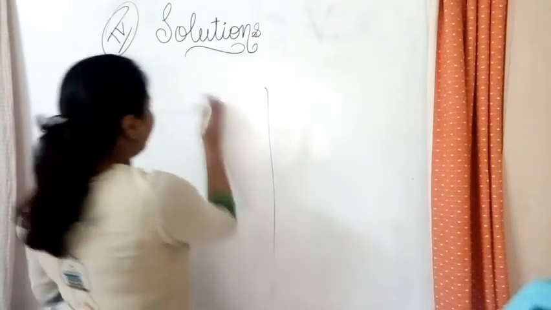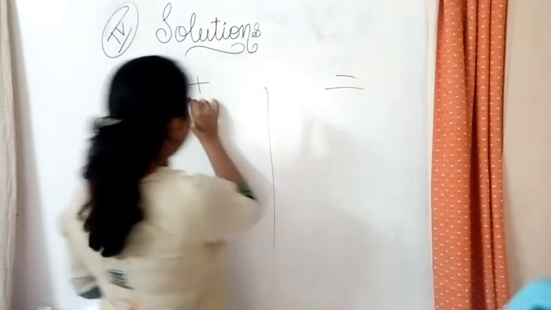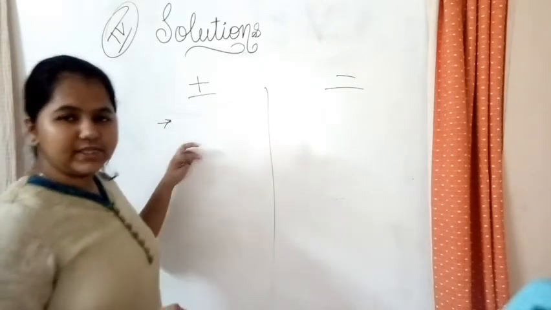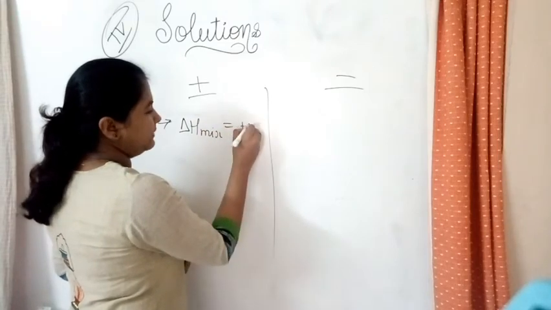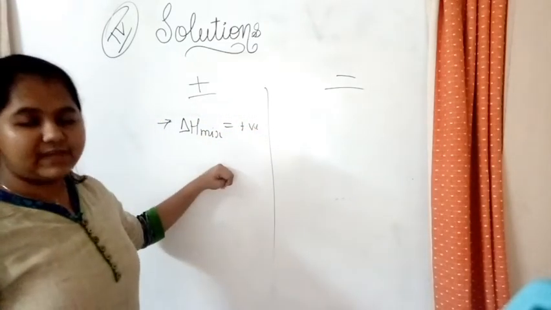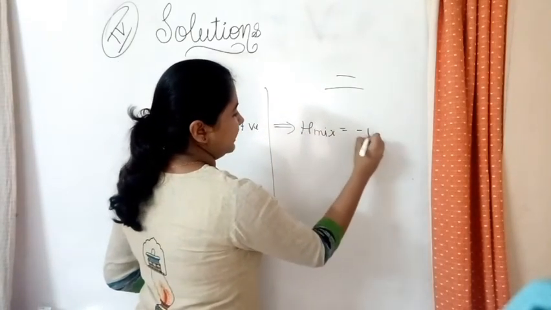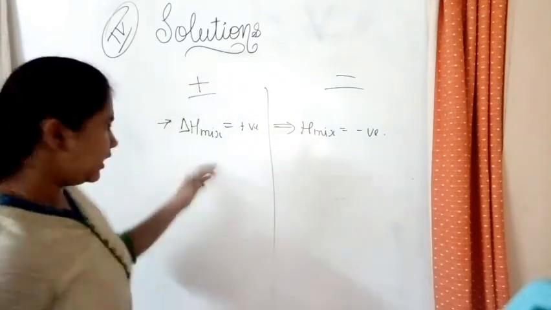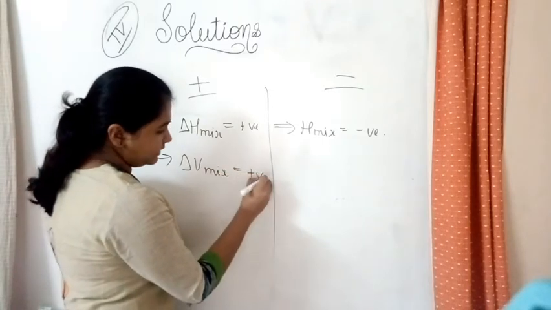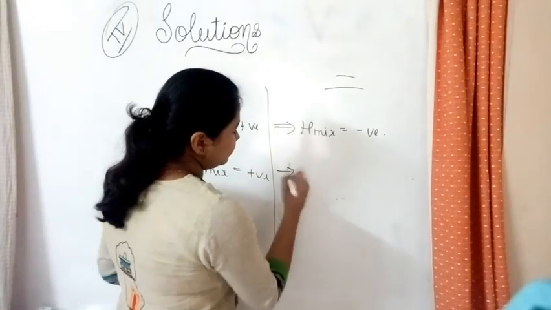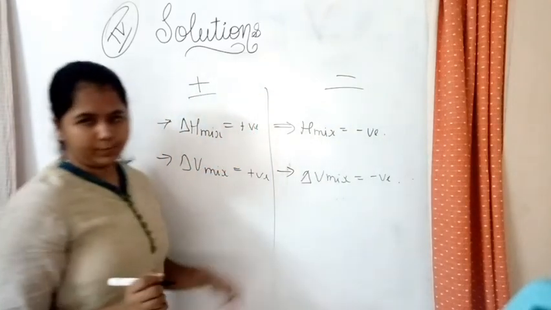So over here, this is positive deviation and this is negative deviation. And the first point over here is the H mix value. The H mix value would be positive in the case of positive deviation, and the H mix value would be negative in the case of negative deviation. Also, delta V mix is equal to a positive value. Over here, delta V mix is equal to a negative value. Hope you might have understood this.